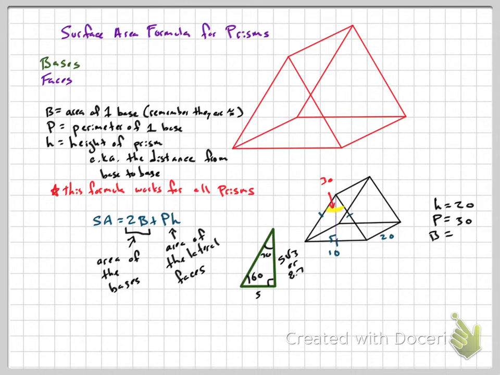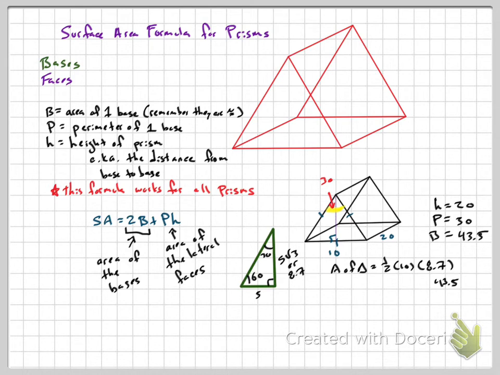So this is 8.7, which means the area of my triangle is 1/2 base times height. So 1/2 times 10 is 5. 5 times 8.7 is 43.5. So the area of one of my bases is 43.5.